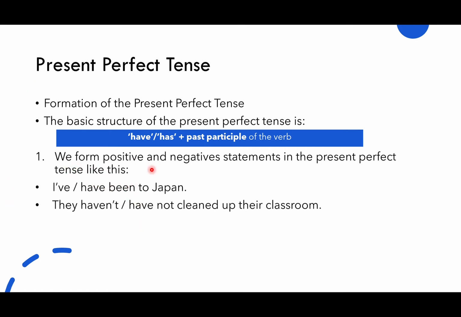We form the positive and negative statements in the present perfect tense like this. I have, or I've, been to Japan. Now this one is a contraction. If you don't know what contractions are, you can look at the Nearpod lesson that I've sent you earlier. They haven't, or have not, cleaned up their classrooms.